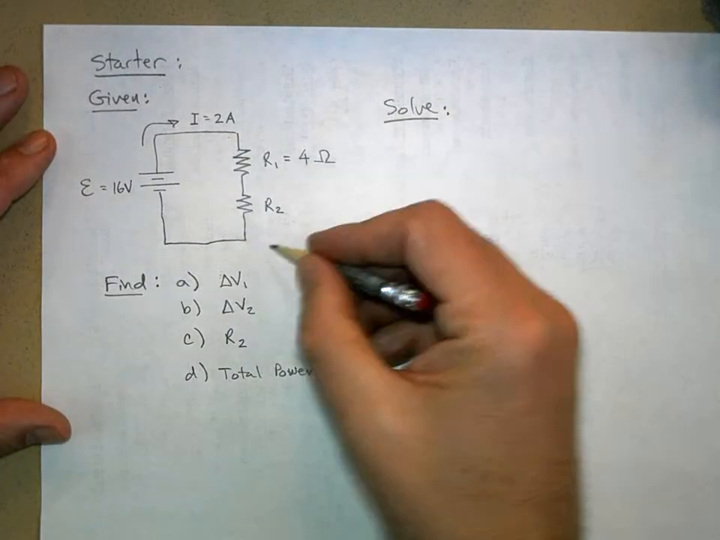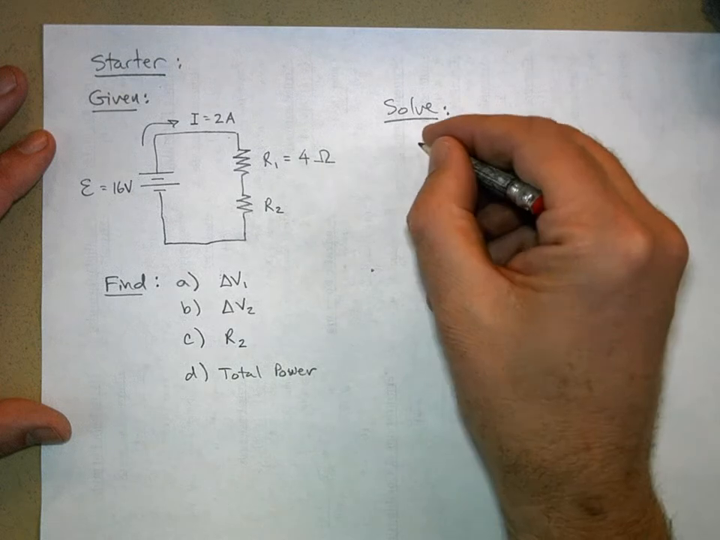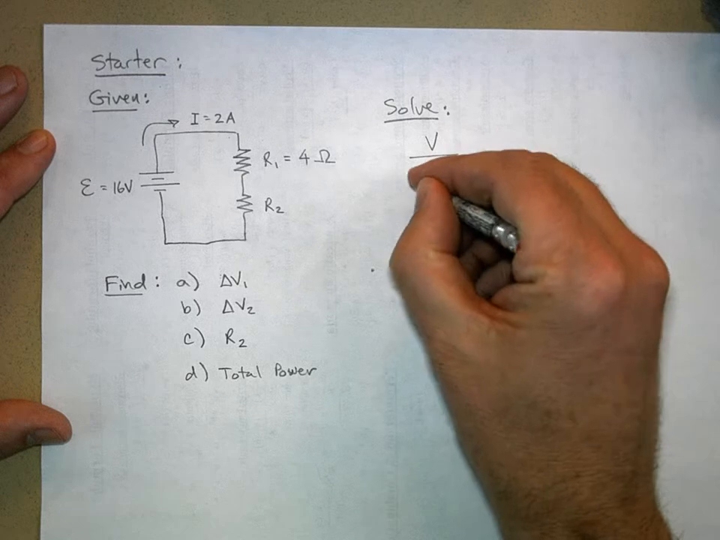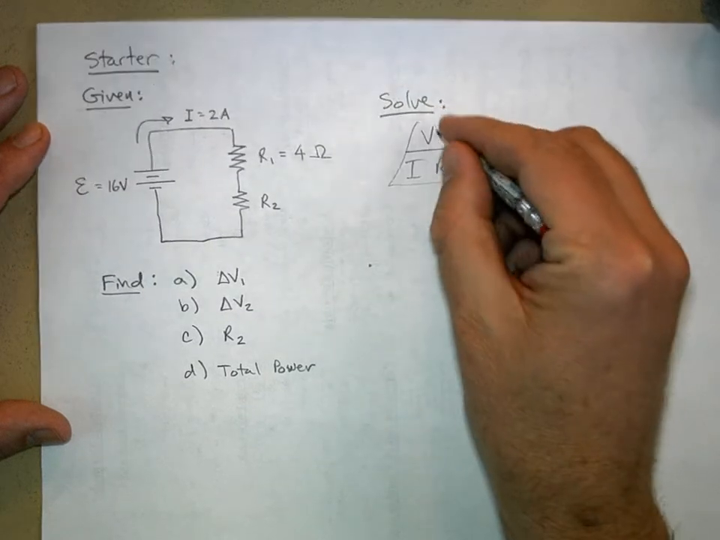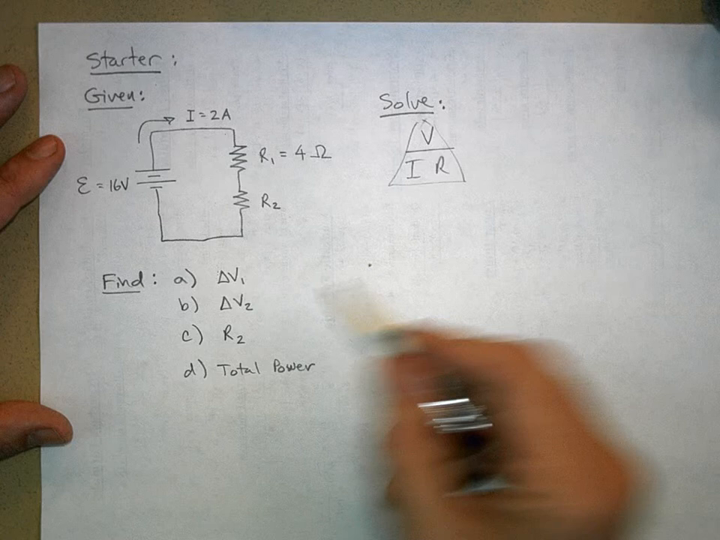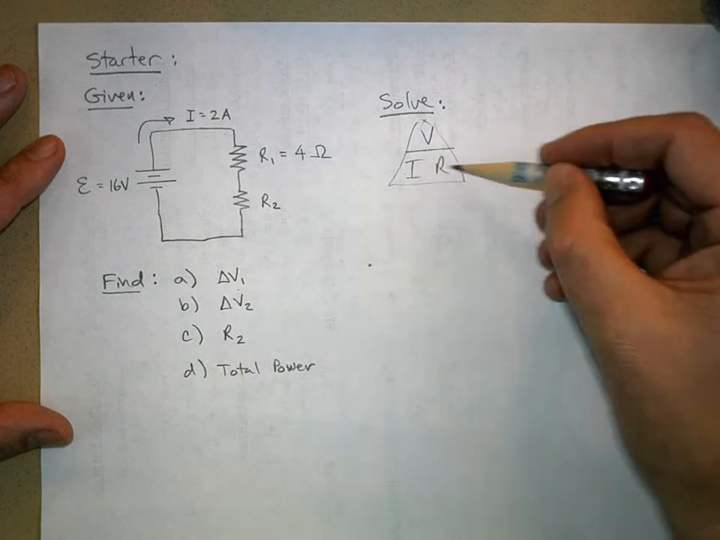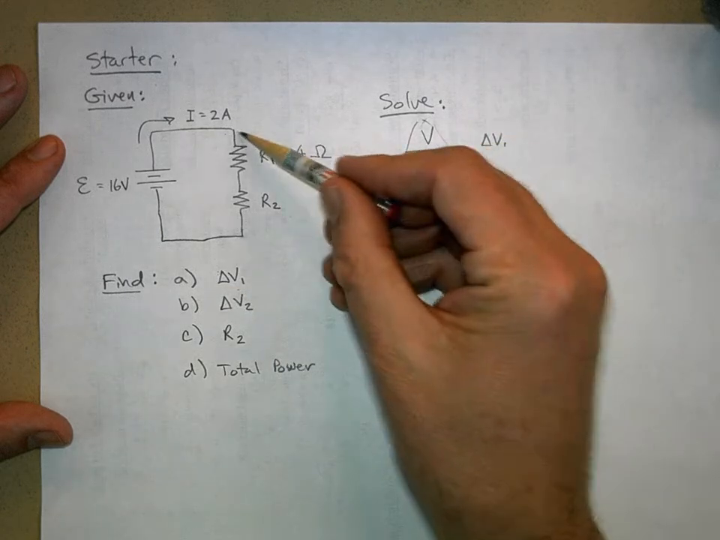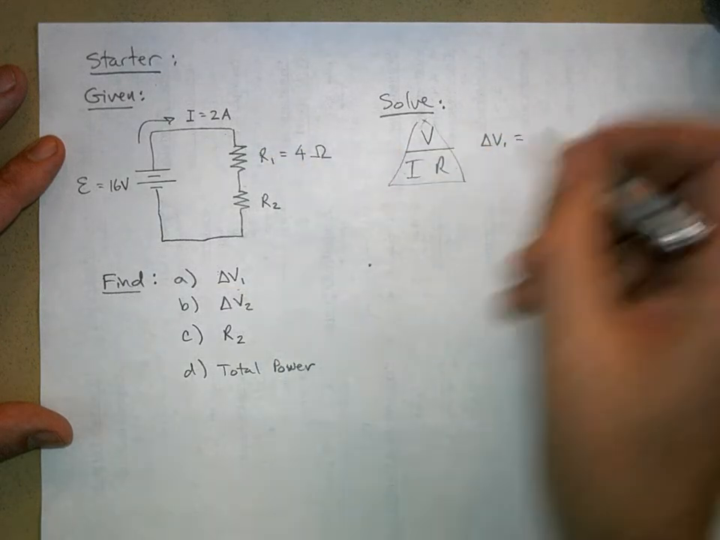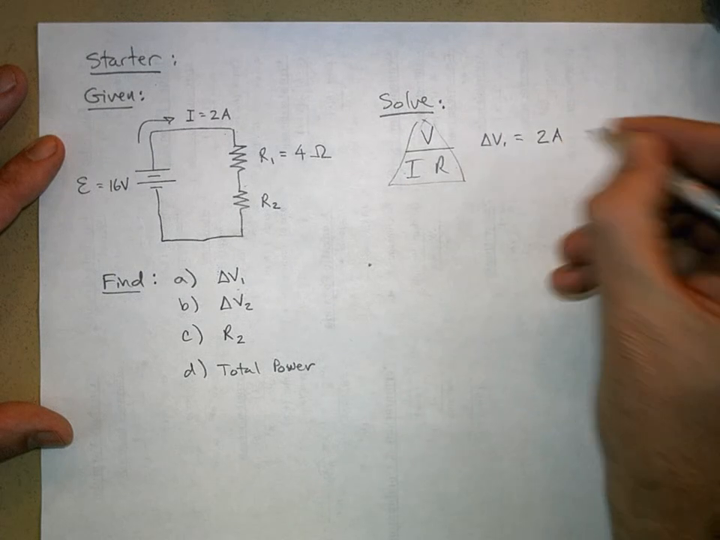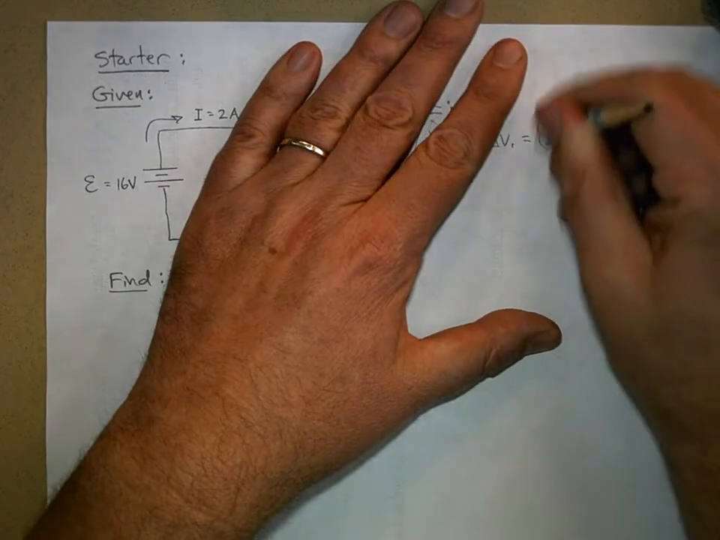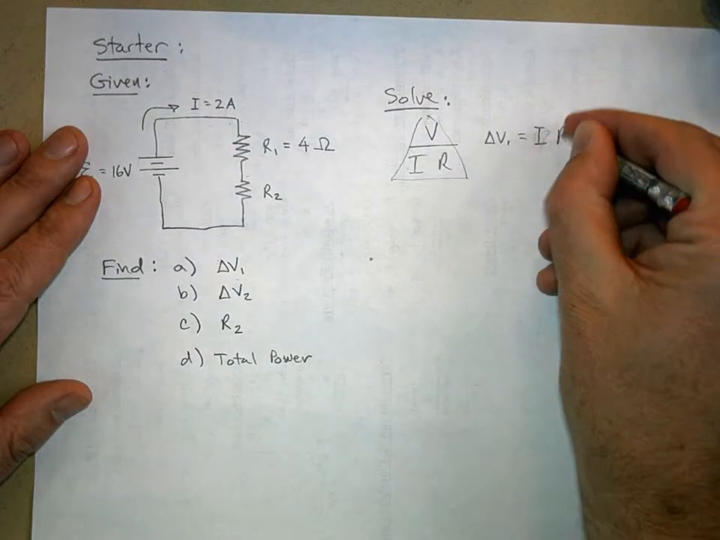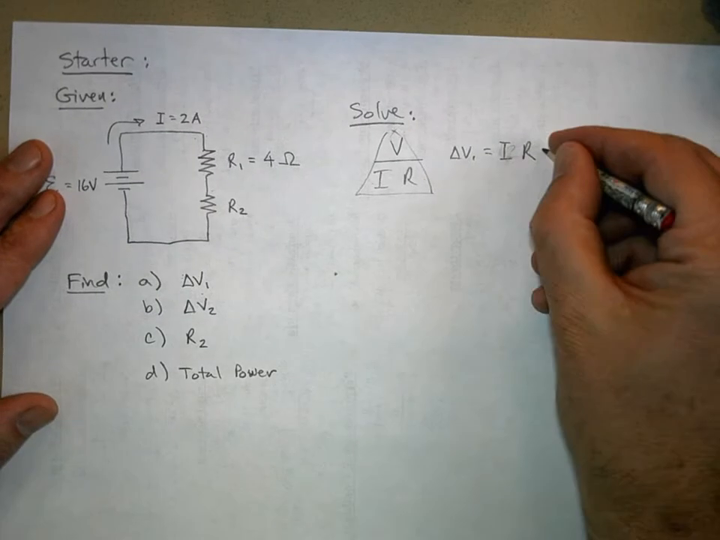Well, if I want to know delta V, we know Ohm's law. There are several ways of writing Ohm's law. You can use a triangle if you want, V, I, R, like that. And what are we trying to find here? We're trying to find the change in voltage, so it's just I times R. So we can say delta V1, the change in voltage across the first resistor, is the current through it, 2 amps. Well, actually, let me be thorough with good technique. That is, we write the formula down, and then we'll plug in our numbers.